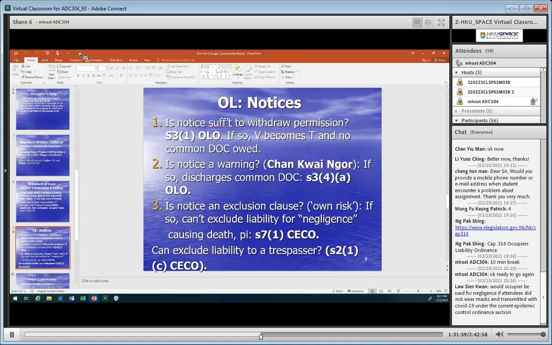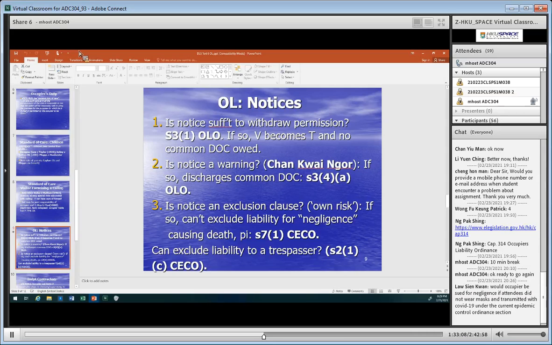Okay, hang on, I've got a question here from Law Suquan. Would an occupier be sued for negligence if attendees do not wear masks and transmit COVID, under the current epidemic control ordinance? Okay, I'm not sure about the epidemic control ordinance section. Well, it depends. You could have a sign at the entrance to the building saying people who enter here must wear masks. You could also say keep your social distancing, have your temperature checked, and make sure your hands are clean. Yes, you can attach conditions to the entry to a particular building, and providing you've got a notice there which is in the right place, in the right language, then that could be sufficient to withdraw permission from people entering into the property. So if they do not abide by the conditions of entry, then instead of being visitors, they would be trespassers. So the occupier wouldn't owe the common duty of care. He would still owe a duty, which we're about to look at. What duty, if any, is owed by an occupier to a trespasser? Okay, so good question. That shows your thinking.